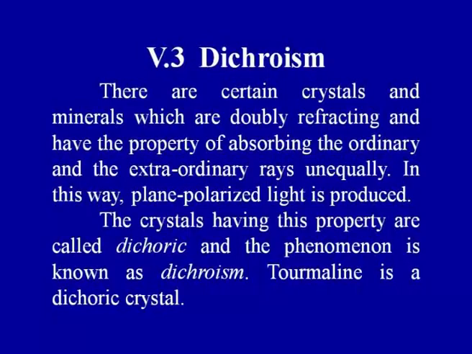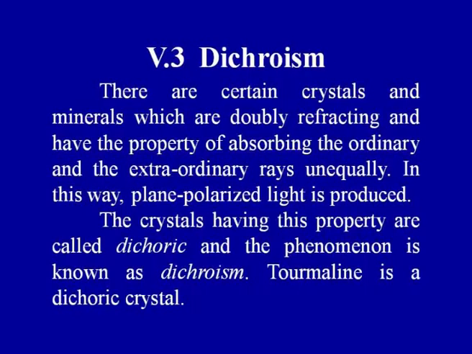Let us now consider another interesting phenomenon, the phenomenon of dichroism. You see, there are certain crystals and minerals which are doubly refracting, but they have a special property, and that is they have the property of absorbing the ordinary and the extraordinary rays unequally, and in this way plane polarized light is produced, at least in principle. The crystals having this property are called dichroic, and the phenomenon is known as dichroism.